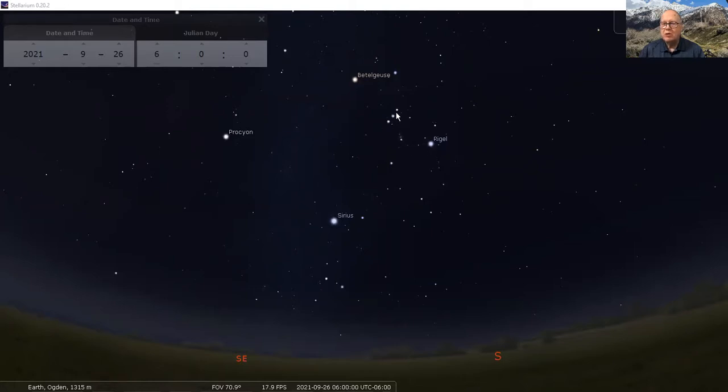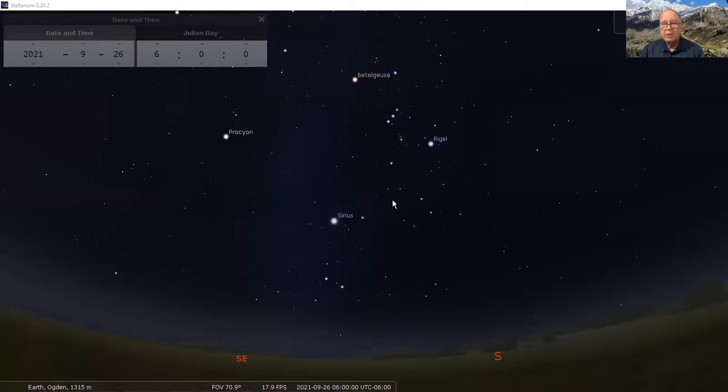Here are the 3 stars in Orion's belt. And right below Orion's belt is the Orion Nebula, which is an active region of star formation where new stars and planets are being formed right now. Also down here is Sirius. It's the brightest appearing star in the sky.